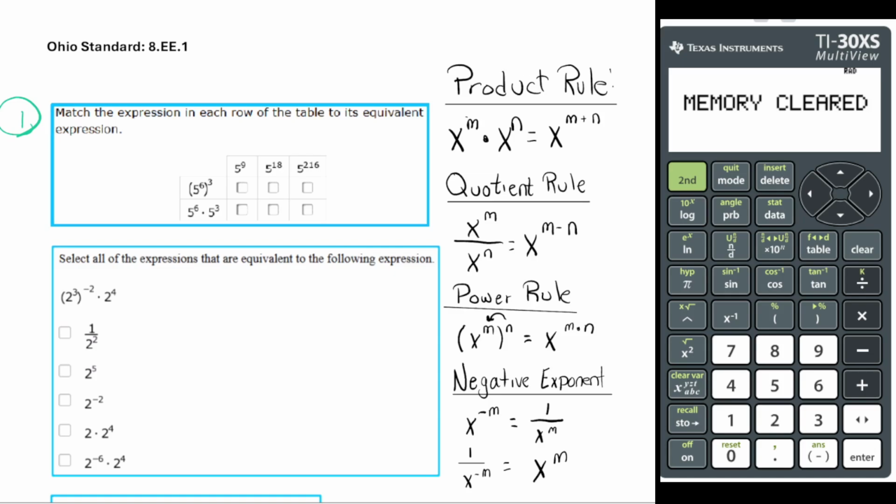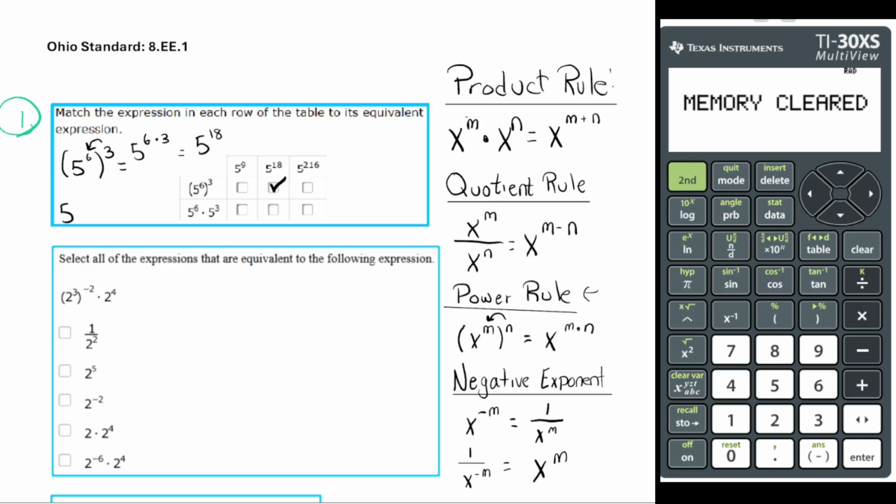Okay? So, with all of that being said, we're going to look at this first problem. We have 5 raised to the 6th, also raised to the 3rd. So this becomes power rule right here. So we're going to distribute this 3 in here. So that's going to become 5 to the 6 times 3, which is equal to 5 to the 18, as 6 times 3 is 18. So you're going to check 5 to the 18.